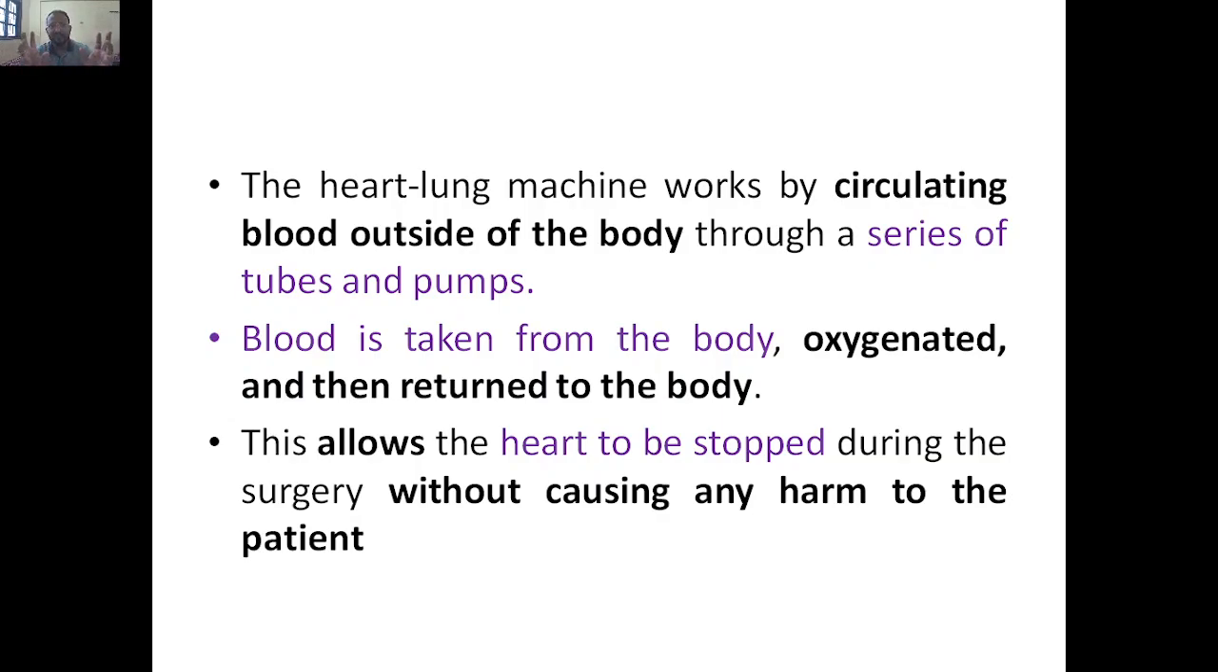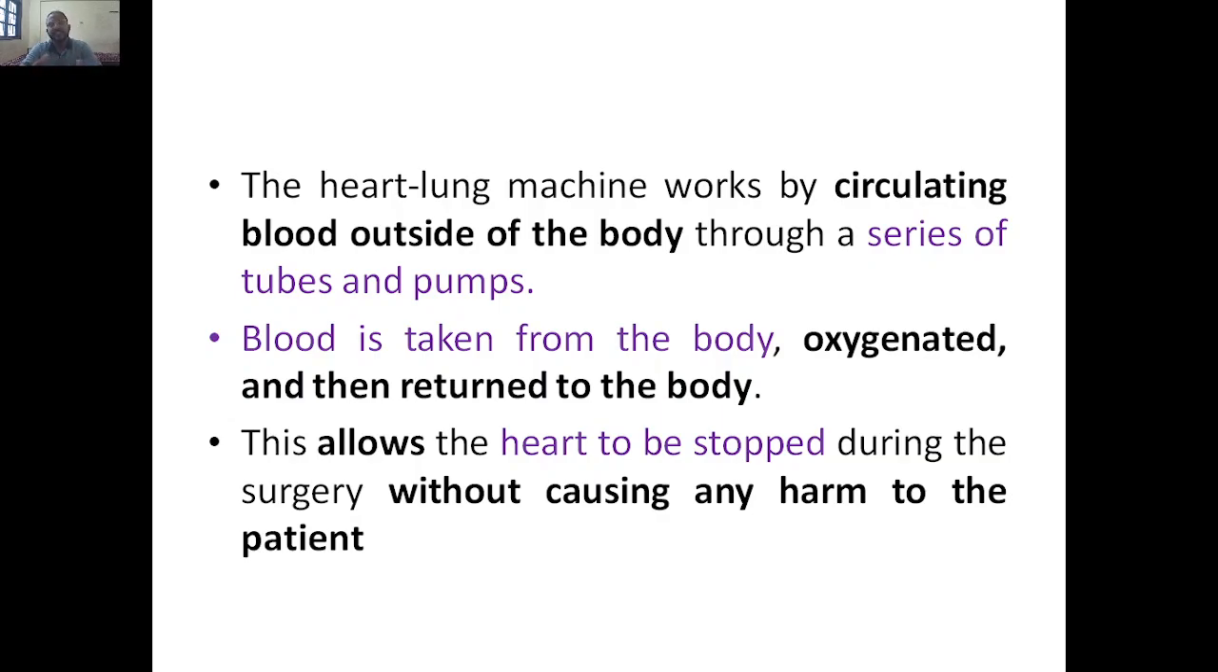It consists of a series of tubes, to make sure the blood is flowing to the machine and coming back to the body. We need a series of tubes and pumps. Why do we need to pump the blood? So that the circulation is on. The blood should flow, so a series of tubes will be required.